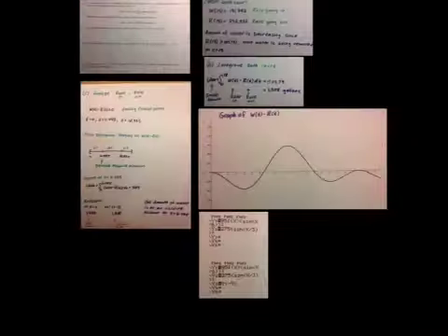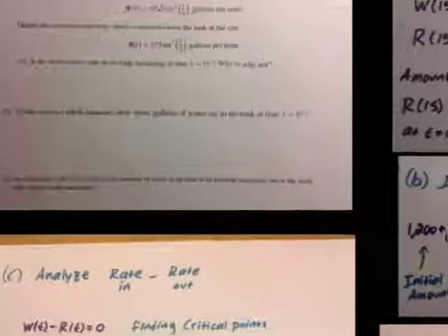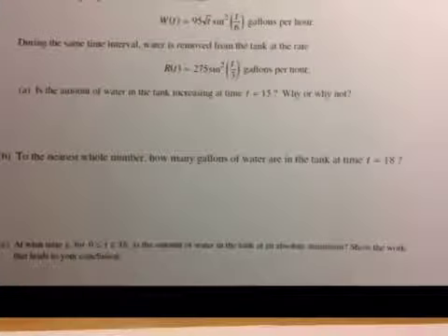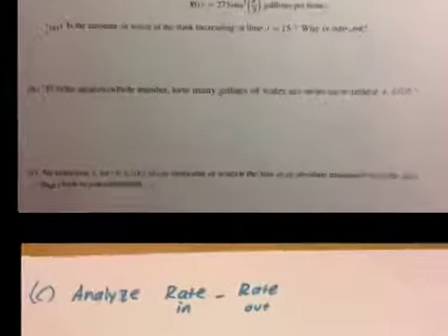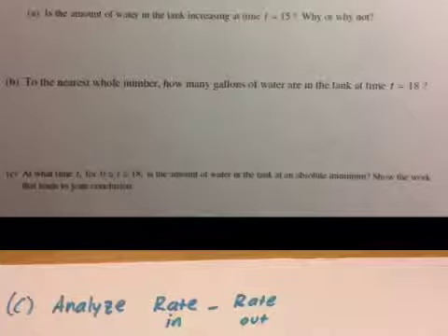Alright, so now back to the problem at hand, which says for part B, to the nearest whole number, how many gallons of water are in the tank when t is equal to 18?